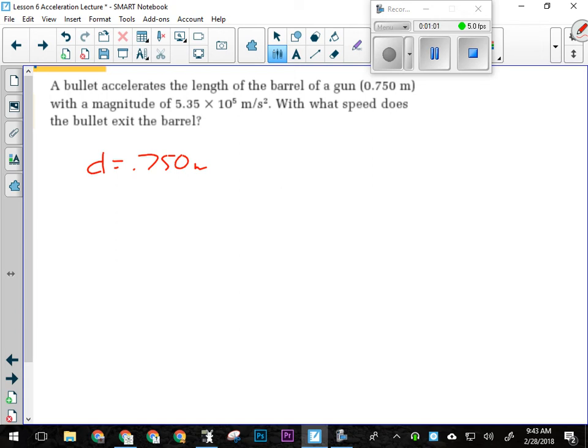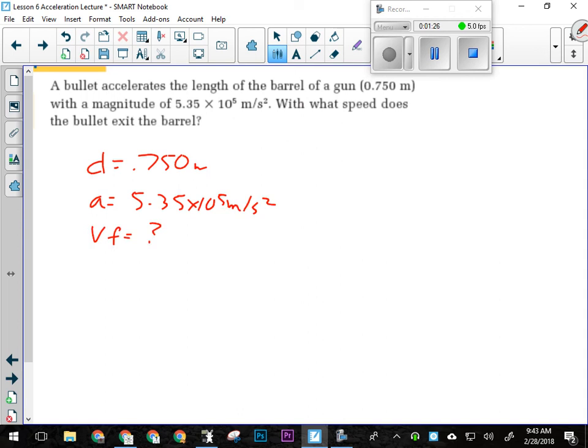Okay, which leads to the expression people in the military have, is that you never hear the bullet. Because realistically, it gets you before the sound gets there. Kind of unsettling, but it's true. All right, so we've got the acceleration being 5.35 times 10 to the 5 meters per second squared. With what speed does it exit the barrel?